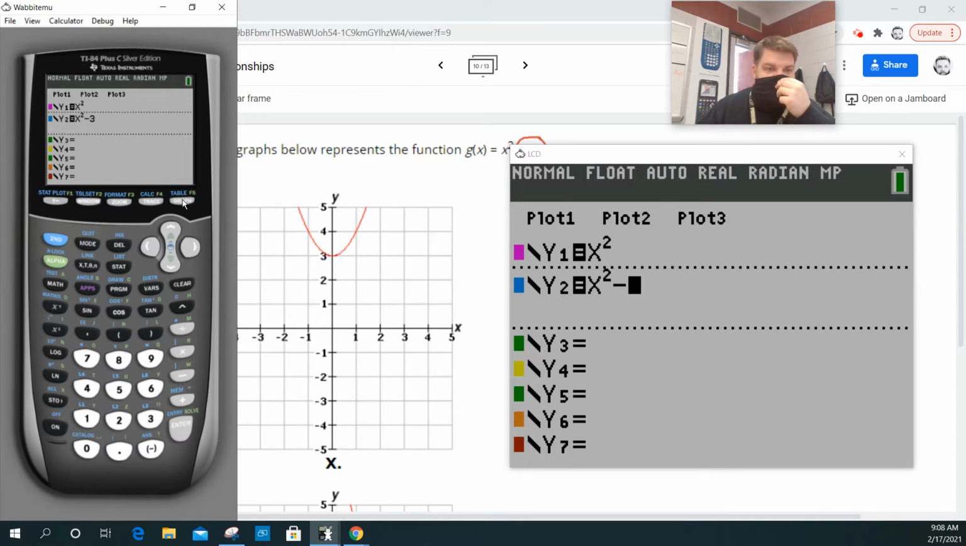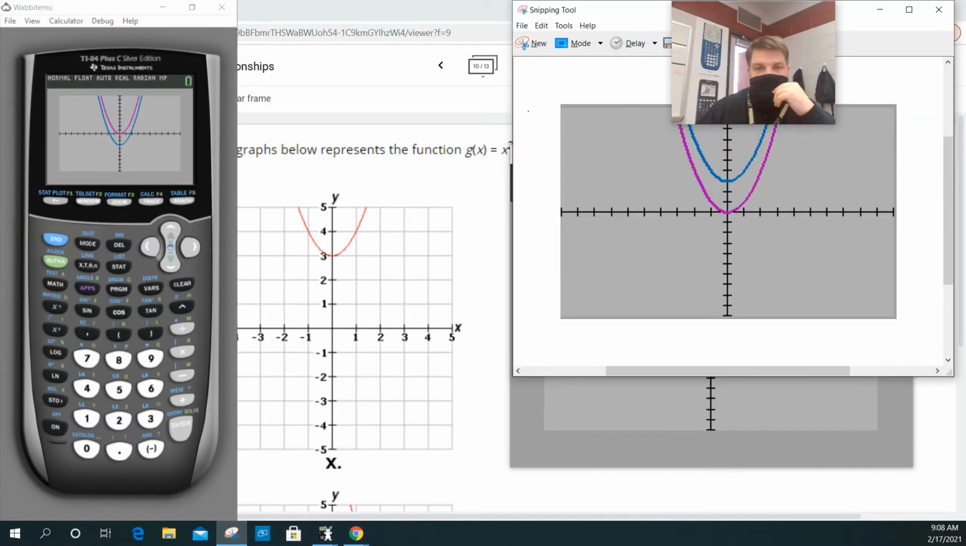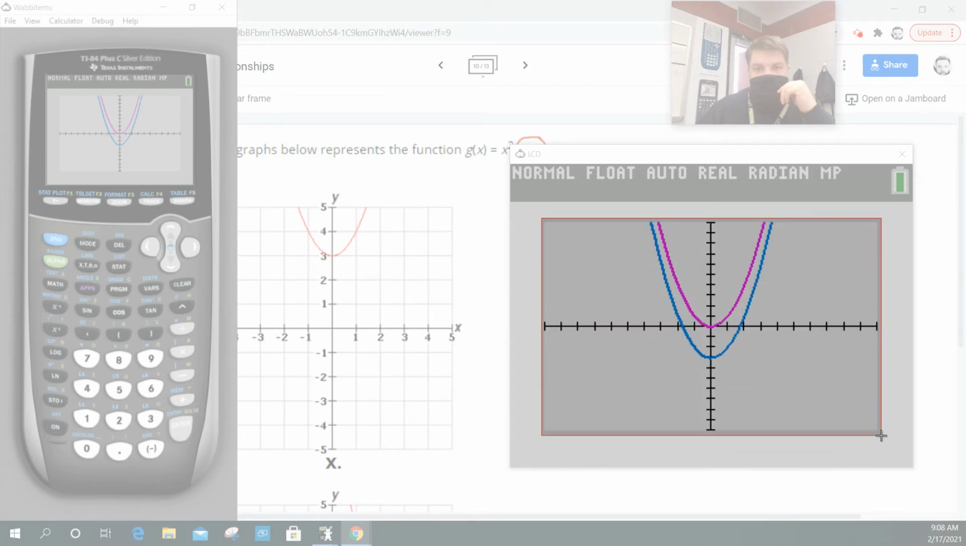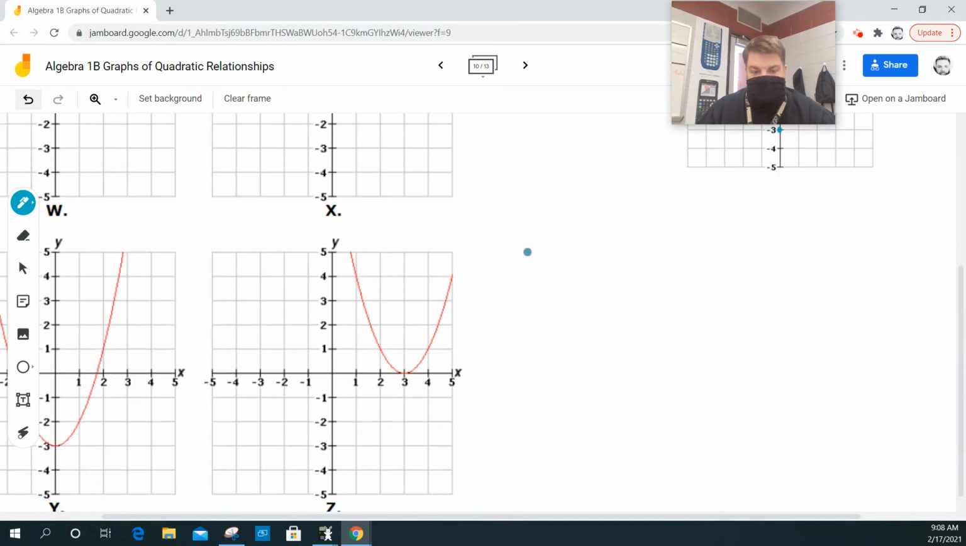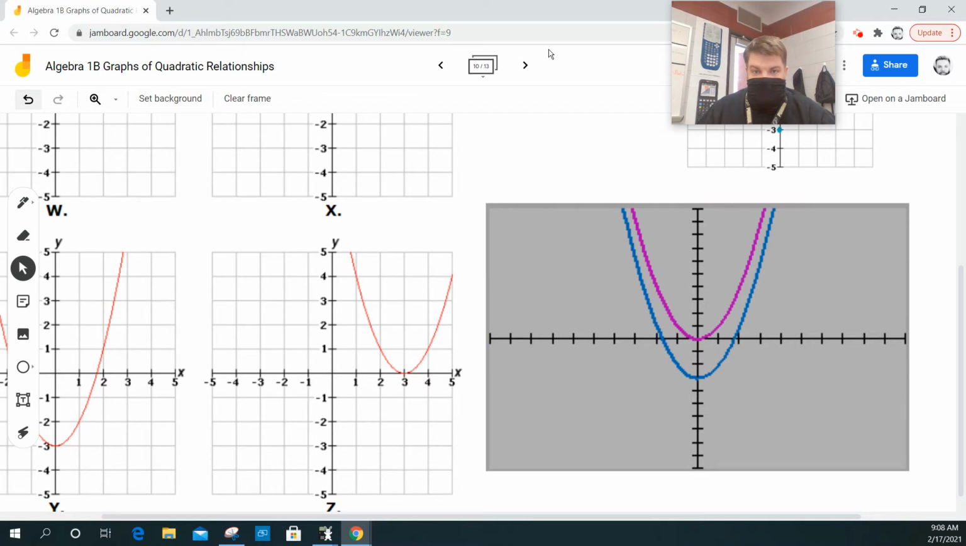So now when I hit graph, it's going to graph my parent function first right there. So that's f of x equals x squared. And then, just like I said, it just shifted it down 3 units. That's it. So let me take a snapshot of that and see what we got. So I'll just post that right here. And so this is the graph.